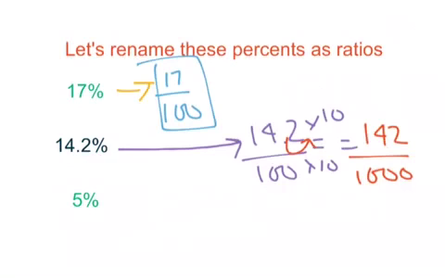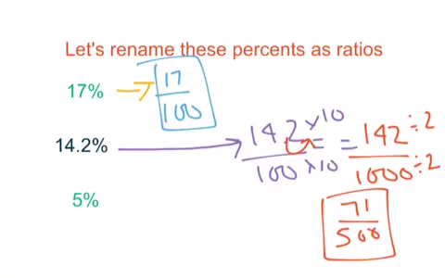Okay, so we can divide both of these by 2. They're both divisible. That's the greatest common factor of 142 and 1,000, which is 2. 142 divided by 2 is going to give us 71. 1,000 divided by 2 is going to give us 500. And that is your equivalent fraction, or ratio. You can write it as 71 to 500. Okay? Sorry, I'm so sloppy.